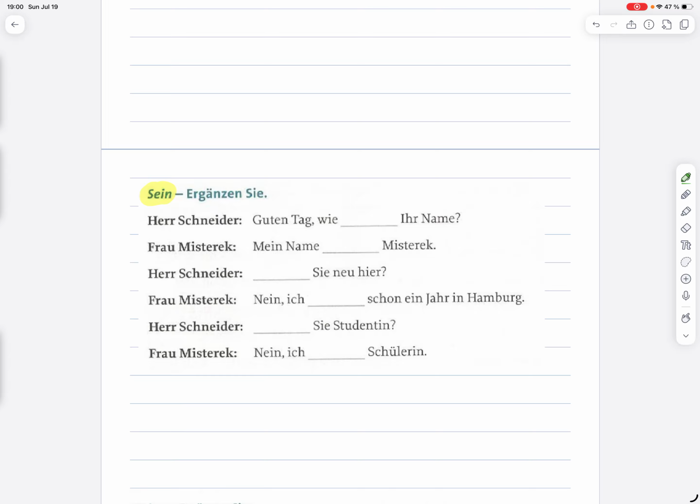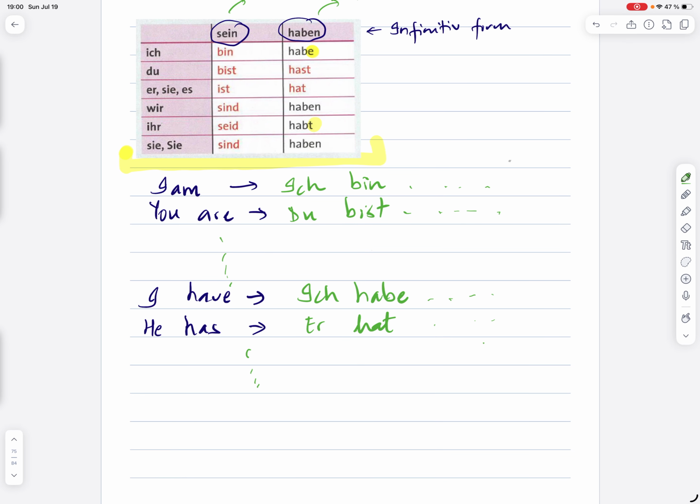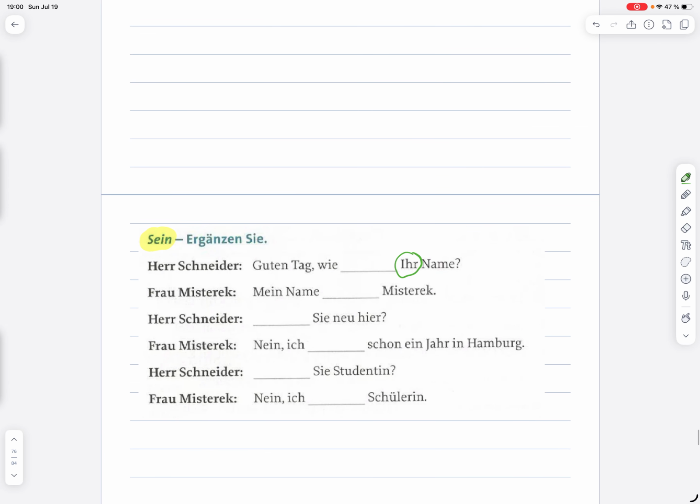So: "Herr Schneider, guten Tag, wie, dot dot dot, Ihr Name." So we have here "ihr". For "ihr", the Sein conjugation is "seid". We can look at the table. "Ihr" has "seid", right? So you will say "Guten Tag, wie seid ihr Name", right?